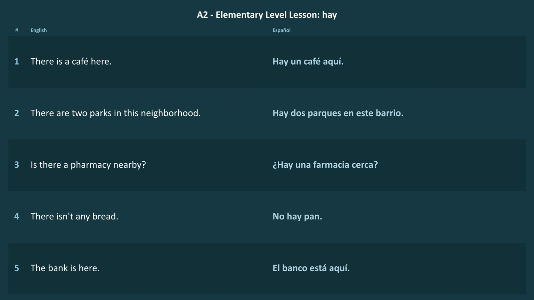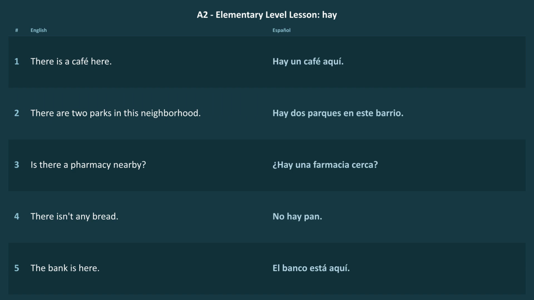Let's keep you talking. How do you say there is a park next to the school in Spanish? Hay un parque al lado de la escuela. How do you say the school is next to the park in Spanish? La escuela está al lado del parque. Excellent. Same scene, different idea.